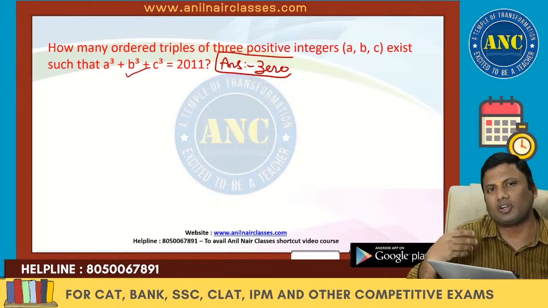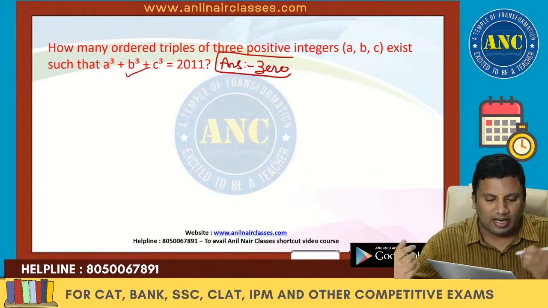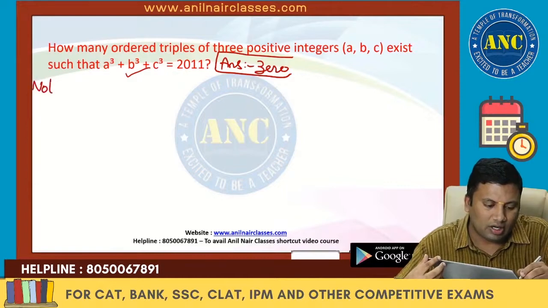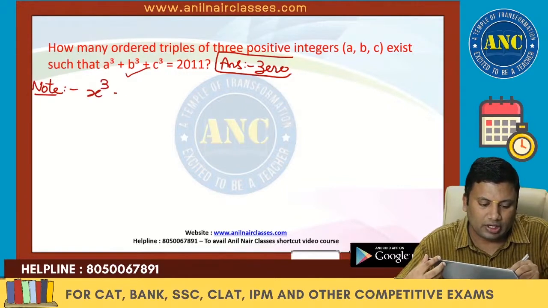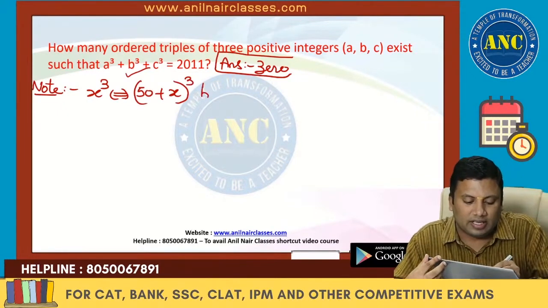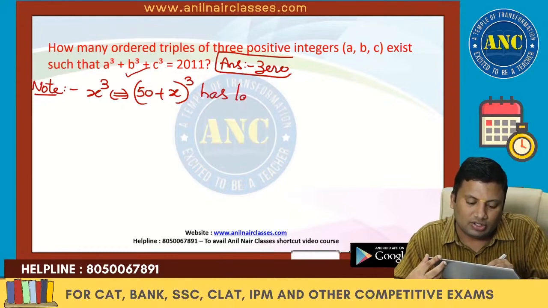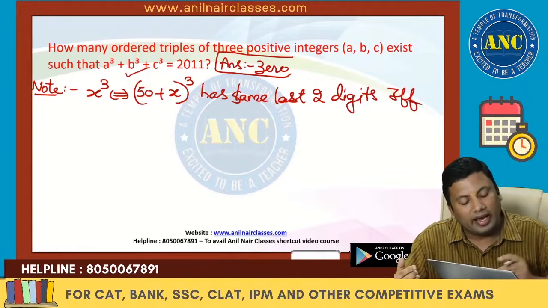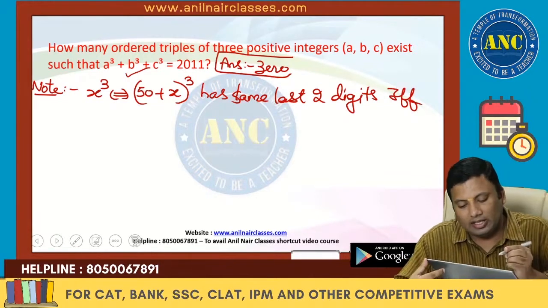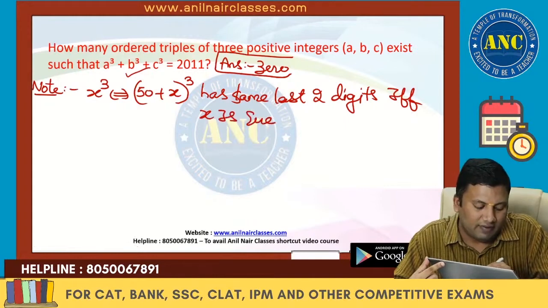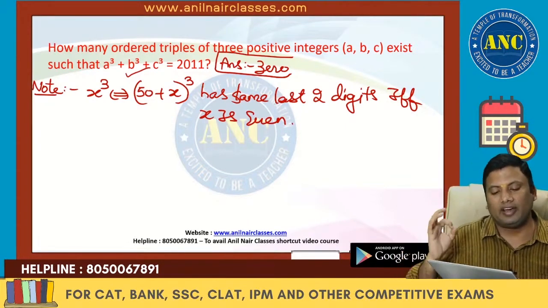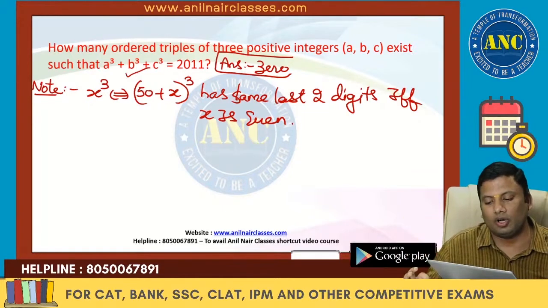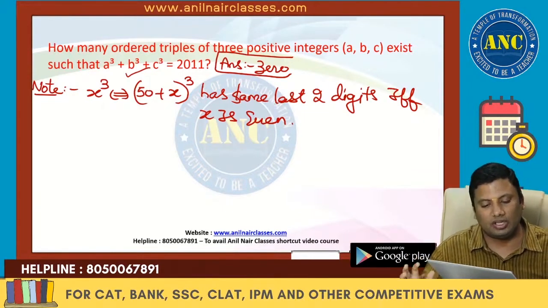So a lot of questions are also asked based on the cube of a logic. Let us develop another question. Please write down a note. X cube and 50 plus x whole cube have the same last two digits if x is even. This is another exact model question. Only if x is even, right? 50 plus x whole cube and x cube have the same last two digits if x is even.